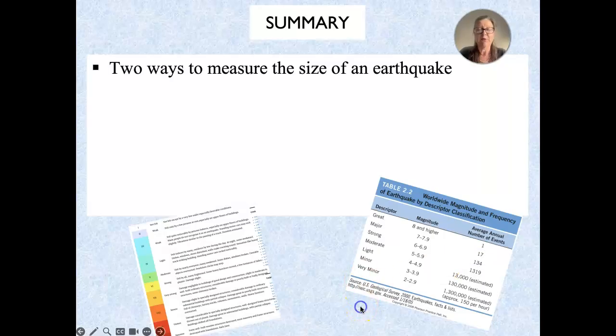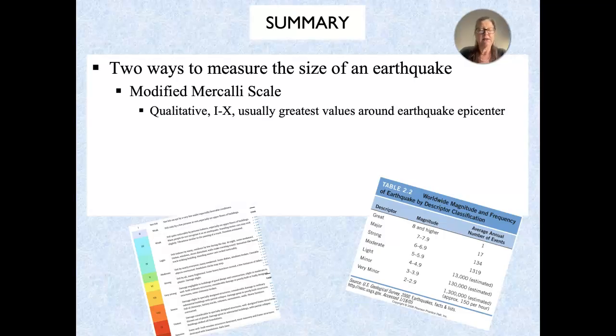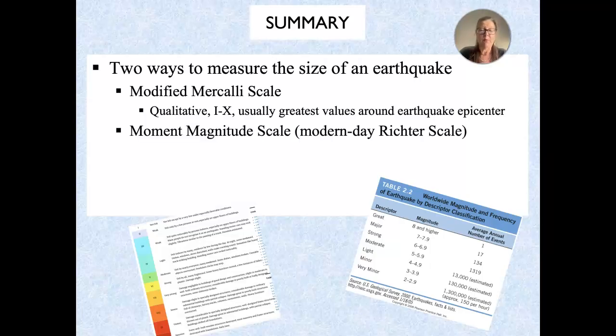All right, so in summary, there are two ways that we measure the size of an earthquake. The modified Mercalli scale is a qualitative scale, Roman numerals 1 to 10, and usually the greatest values are around the earthquake epicenter. But remember, there are some factors that it depends upon, such as the distance from the earthquake and the local geology. The moment magnitude scale, which is modeled after the Richter scale, is quantitative, 1 to 10, and the same value no matter where you measure it.